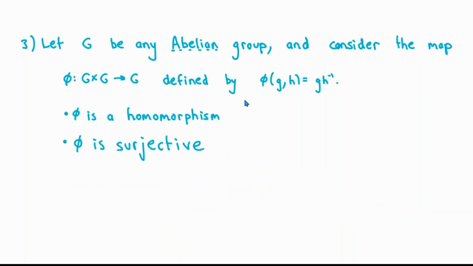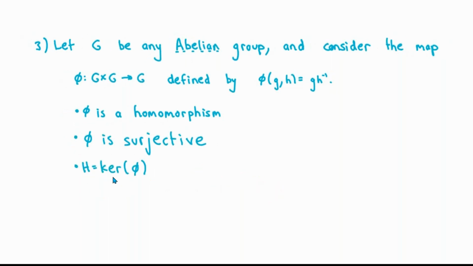Next, I want to show that the map is a surjective homomorphism, but this is really pretty easy to do. So pick your favorite element g of the codomain, and think about what the map phi does to the point (g, e) in the domain. By definition, it maps it to g times the inverse of the identity, but that's just g. So since every point in the codomain is in the range of this map, the map phi is a surjective homomorphism. And how about the kernel of this homomorphism?